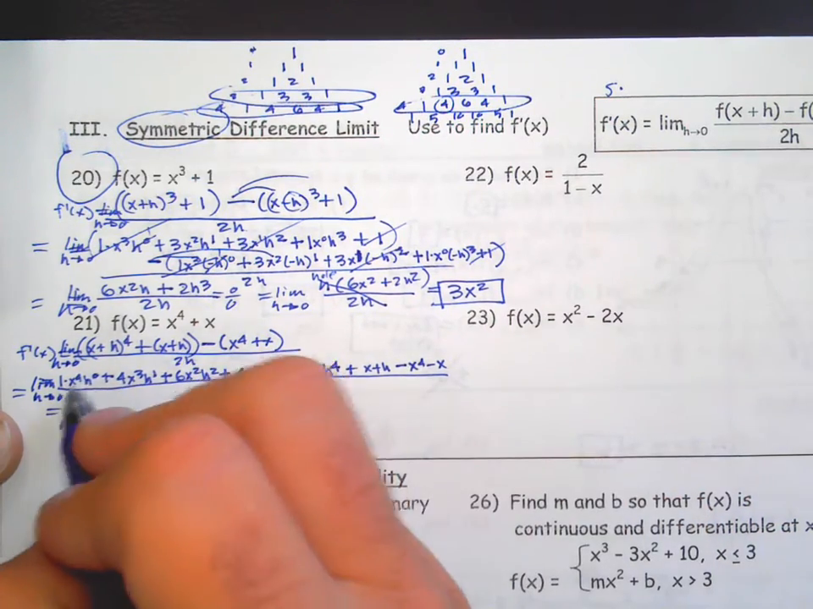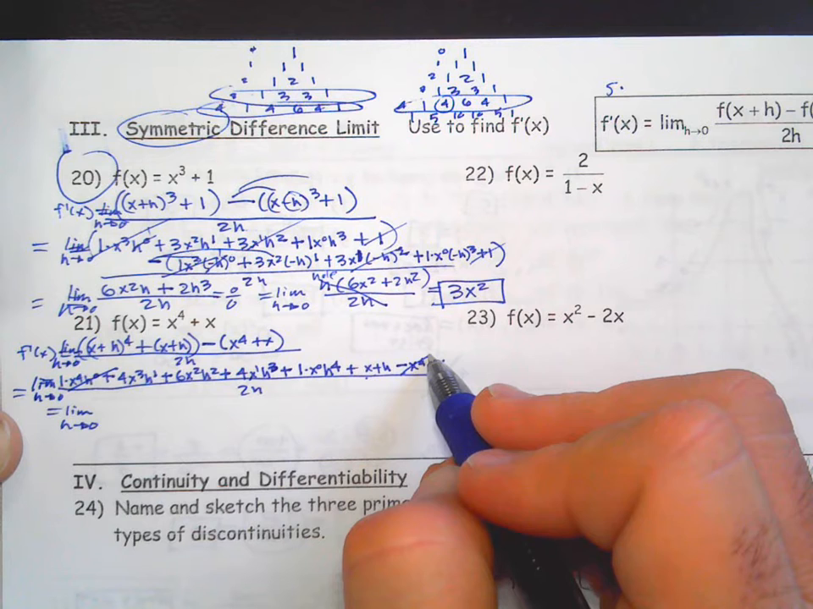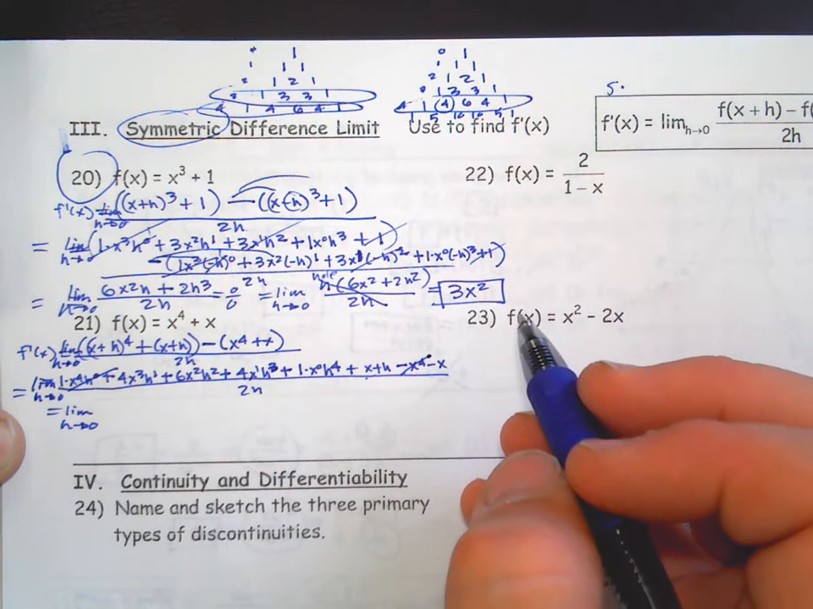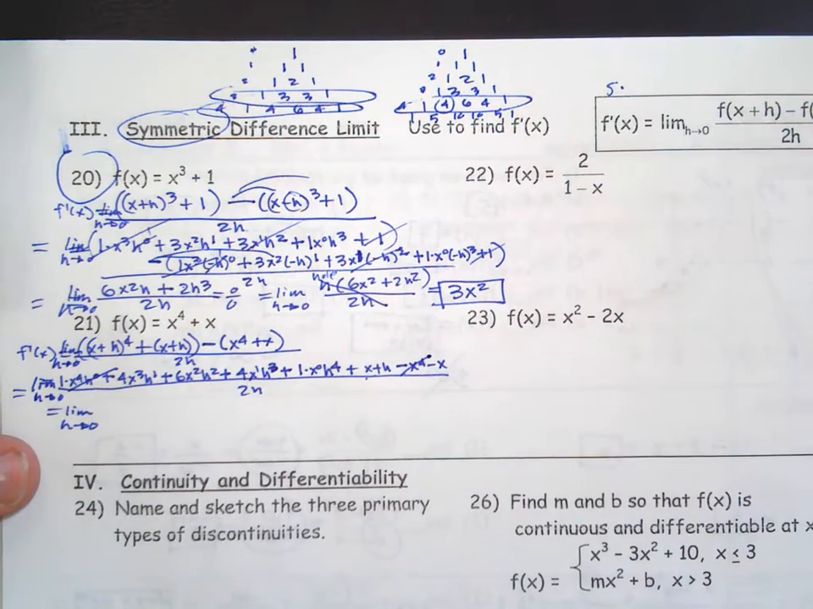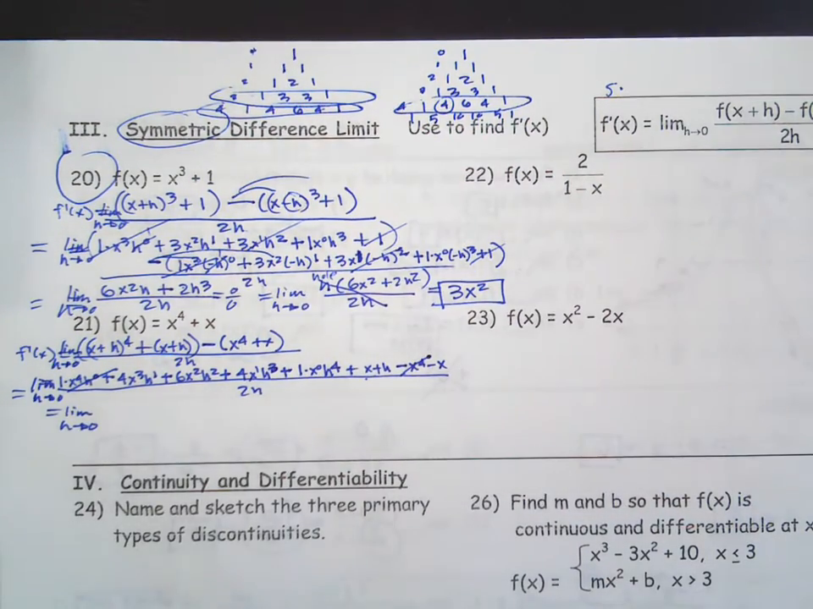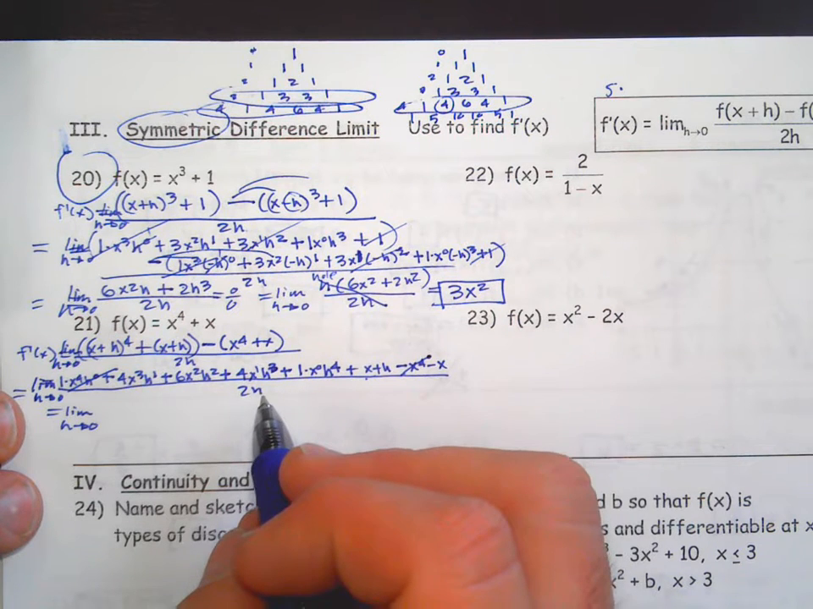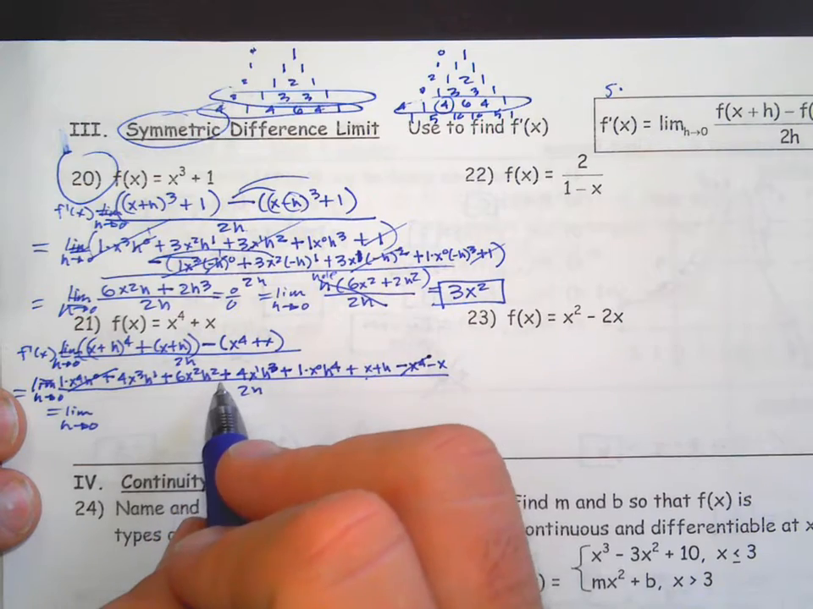We have an x to the fourth and a minus x to the fourth. We have, that might be it. Let's see. We can combine like terms. And so let's see. Is there anything? Okay, let's see.